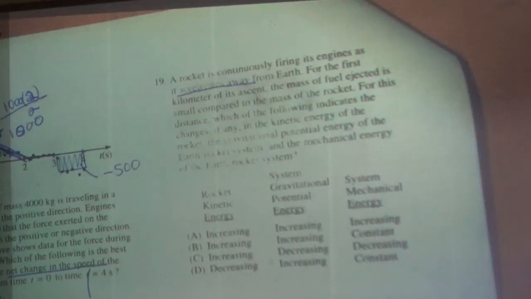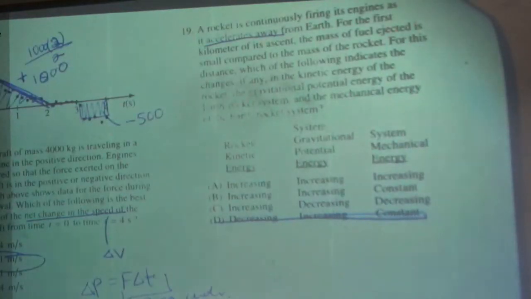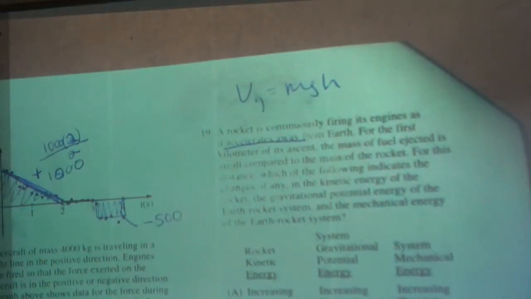So let's start with the rocket's kinetic energy, because that's pretty easy. If it is accelerating away, then it is getting faster, so its kinetic energy should be increasing. So I'm going to cross off D. The system gravitational potential energy. So we usually do gravitational potential energy, the U_G is just mgh. But mgh only works for certain heights above the Earth. As soon as you get too far away, then it gets complicated.